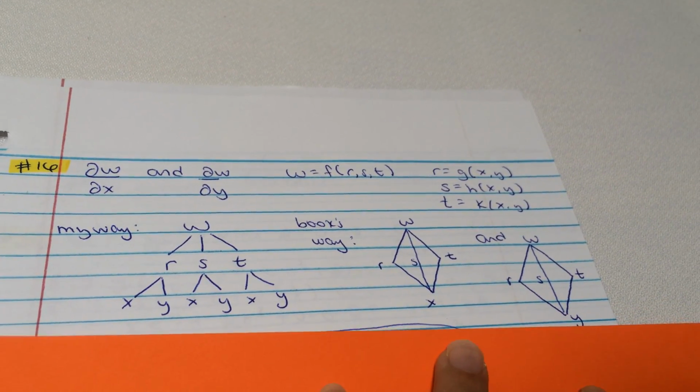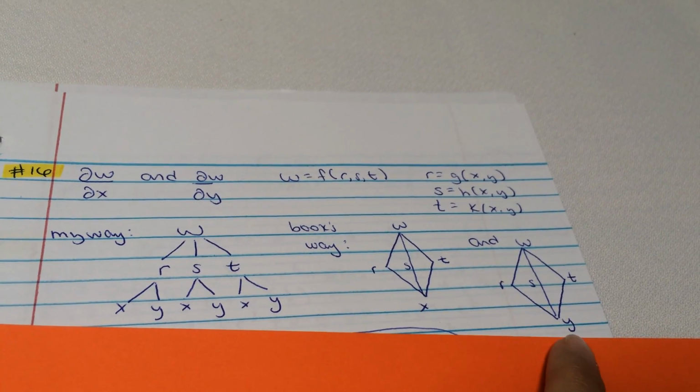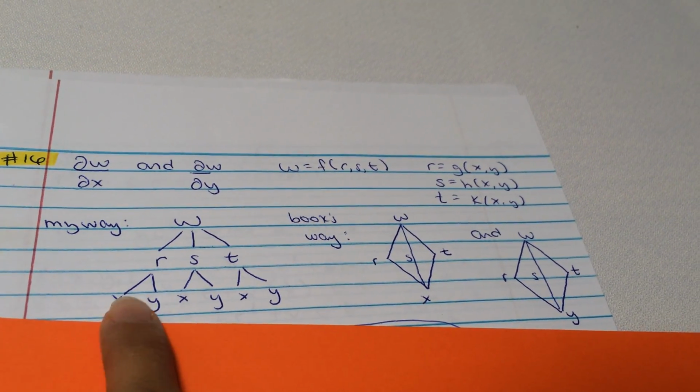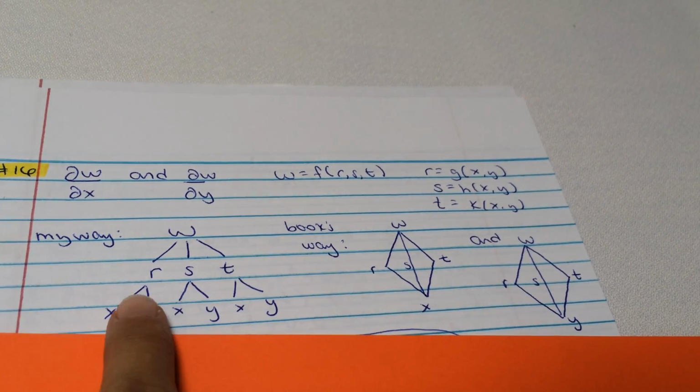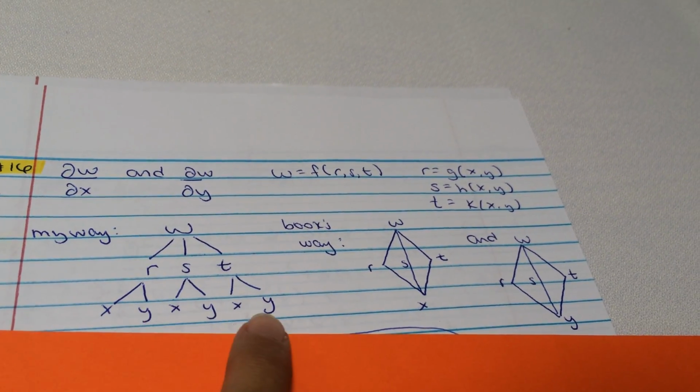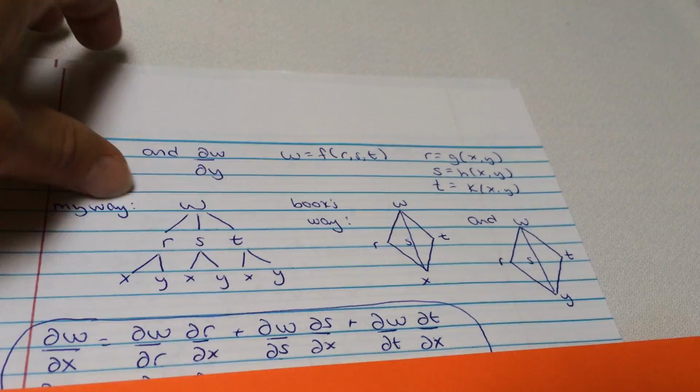With the books, you're going to need 2. With the books, you're going to need one that ends in X and one that ends in Y. With mine, you can see I have X and Y's at the bottom. So W branches off to R, S, and T. R, S, and T each branch off to X and Y.